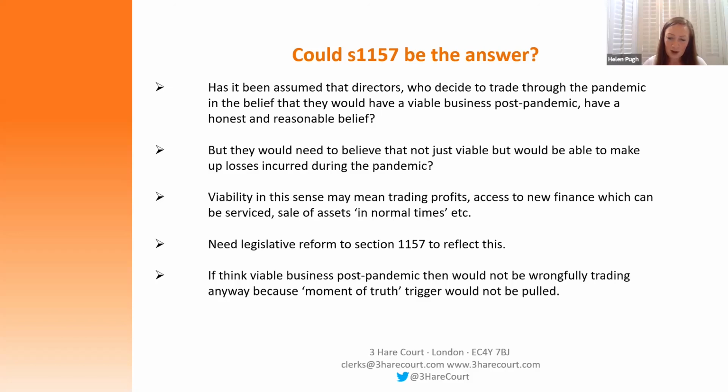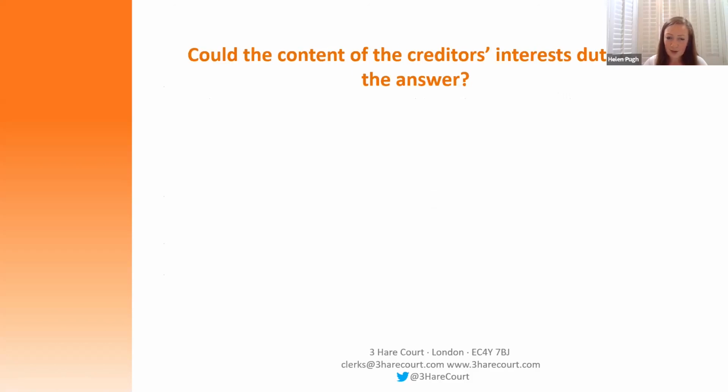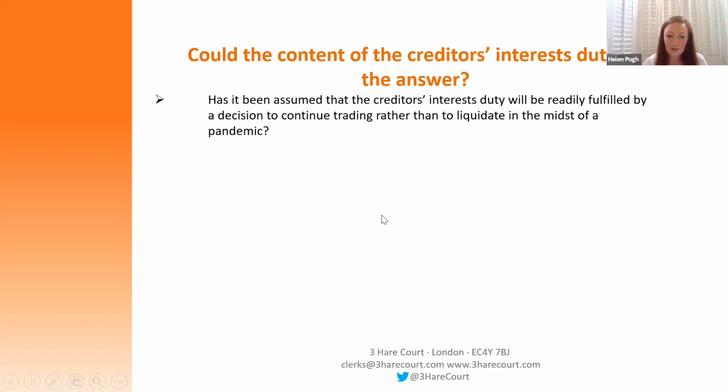In which case, why reform wrongful trading at all? So if 1157 is the answer, I don't think it's a particularly strong one. So the second matter I considered is whether the content of the creditor's interest duty could be the answer. So has the government assumed that the creditor's interest duty will be readily satisfied by a decision to continue trading rather than to liquidate?